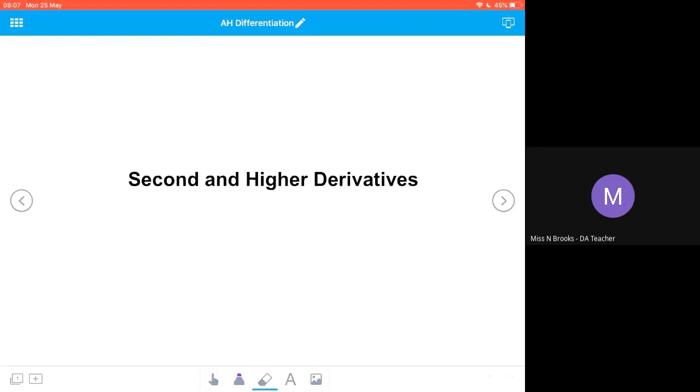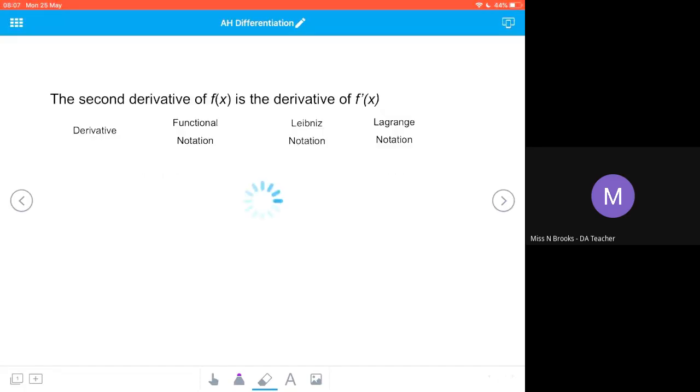So we're going to look at second and higher derivatives, and we've encountered second derivatives before because we use them in higher maths to work out the nature of our stationary points. And we need to be able to get our second and higher derivatives for doing our Maclaurin series, which is based on these derivatives, which is part of our sequences and series unit. So the second derivative of the function of x is the derivative of the first derivative of x.